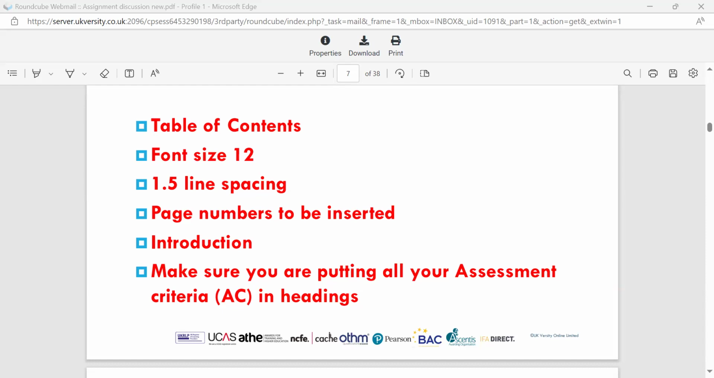An introduction, and make sure you are putting all the assessment criteria, AC, in headings. Make sure you are not changing the command words. The command words may be things like analyze, describe, define. Do not change the words to what you think they should be changed to. Keep the words as they are. They are command words and they need to be in your heading. You do the headings and then you write under the headings, which I'll go through a lot more with you later.